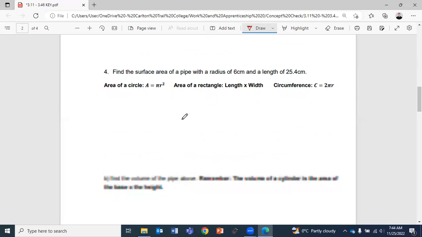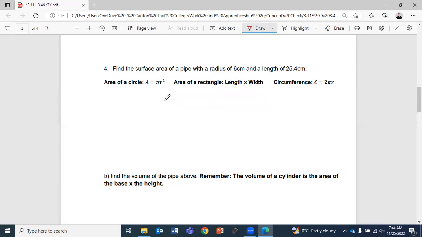We're done. So now I want to find the surface area of a pipe with a radius of 6 centimeters and a length of 25.4 centimeters. So you can draw this. This is a cylinder, right? It's a pipe. You can draw a cylinder like this if you want. You can go the other way around, whatever works for you. There's a bunch of drawings you can do. Just make sure you're properly labeling it.